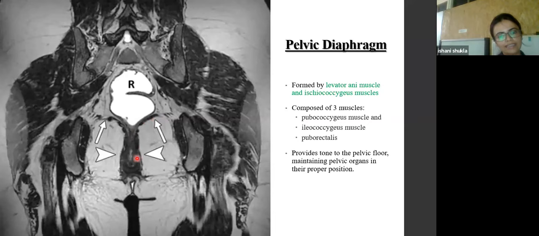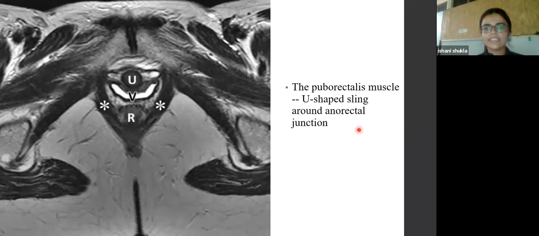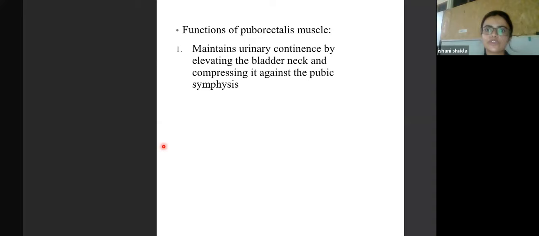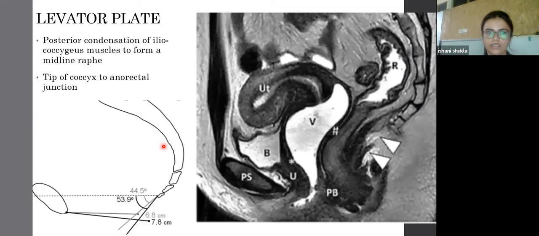The puborectalis muscle is a U-shaped sling at the anorectal junction. Here we see the puborectalis muscle, which surrounds the urethra, vagina, and the rectum at the level of the anorectal junction. Functions of the puborectalis muscle: it maintains urinary continence by elevating the bladder neck and compressing it against the pubic symphysis. It also maintains anal continence when it is contracted, but when it is relaxed, it allows bowel evacuation.